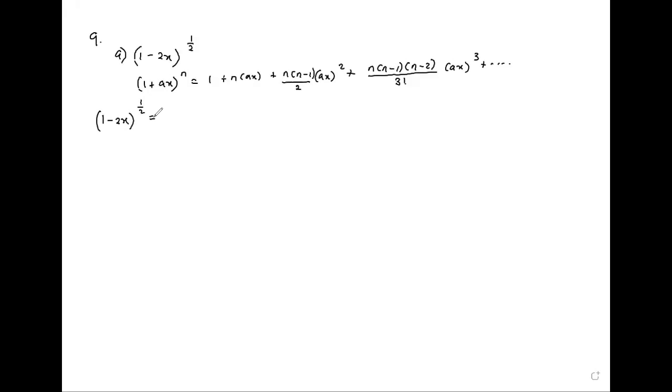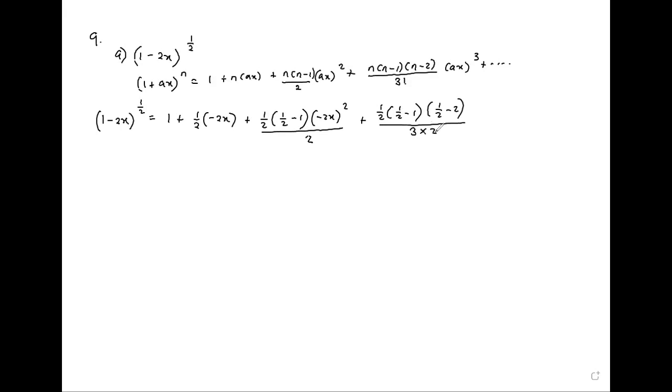This means that we have (1 - 2x) to the power half, giving us 1 plus, where n is half and ax is negative 2x, n times ax, plus half times (half minus 1) over 2 times (negative 2x) squared, plus half times (half minus 1) times (half minus 2) over 3 factorial times (negative 2x) to the power 3, giving us 1 minus x.